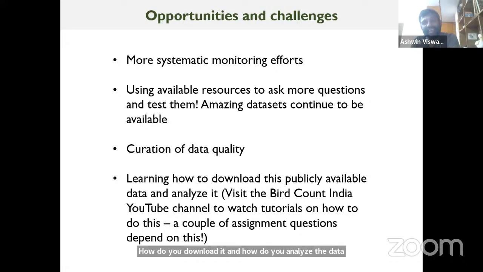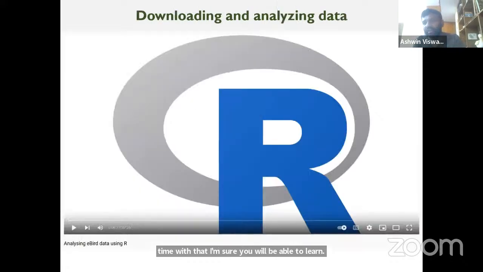I think R might sound very overwhelming because it's a programming language, but actually it's what is called a high-level programming language. It's actually very easy compared to some of the things like C++ and Java, etc. R is very user-friendly. If any of you spend some time with it, I'm sure you'll be able to learn R. But many things can also be done on Excel. Tutorials are there for both on the Bird Count India YouTube channel. So this is what R looks like. It doesn't look very nice, but it's a really wonderful tool.